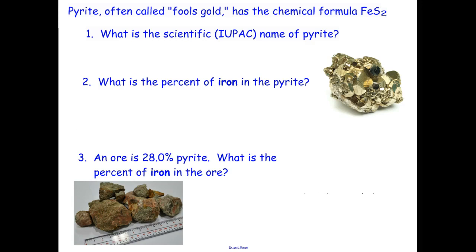Here's a third way of finding iron in nature: pyrite. It's called fool's gold because if you take a look at it, it's a gold color. It's a little more cubic than gold. So first, if we want to know the actual scientific name, FeS2, it would be iron(IV) sulfide. Now that you know the formula, pause for a second and find the percent of iron in the pyrite.